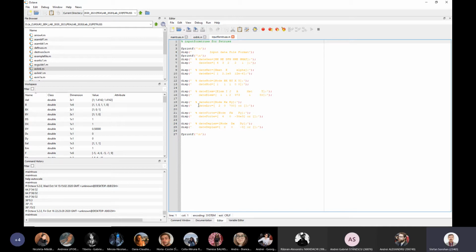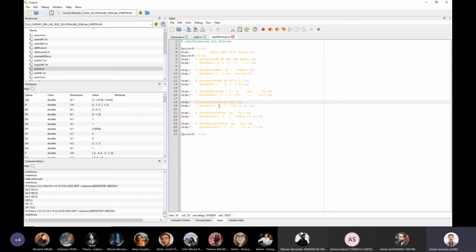Then we have something new, data arc. This is for spring data, so arc means spring. For each node, you can see that we have a stiffness along X and a stiffness along Y. The units must be consistent. So if you use Newton and millimeter here, this stiffness will be Newton divided by millimeter. You can transform. Also, the stiffness may be along the Y direction.